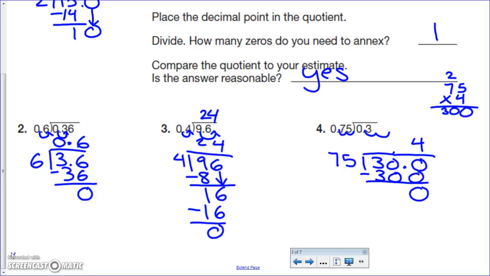Now we know we need to put the decimal in our quotient. We're going to bring the decimal up directly from where it is, so it's going to end up right in front of the 4. So our answer is 0 and 4/10.